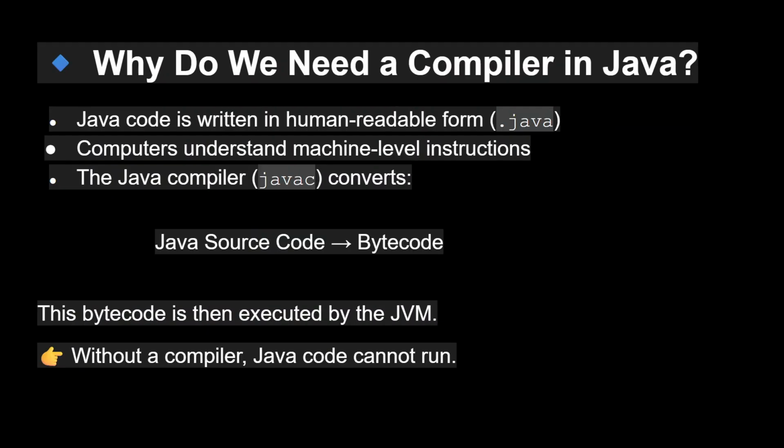Why do we need a compiler? We have seen that Java code is written in human readable form, a .java file, and the computer understands only machine level instructions. And the Java compiler just converts our source code, that is the .java file, into the .class file, that is bytecode. Then this bytecode gets executed by the JVM, and the JVM runs on the operating system, and the operating system resides on hardware.